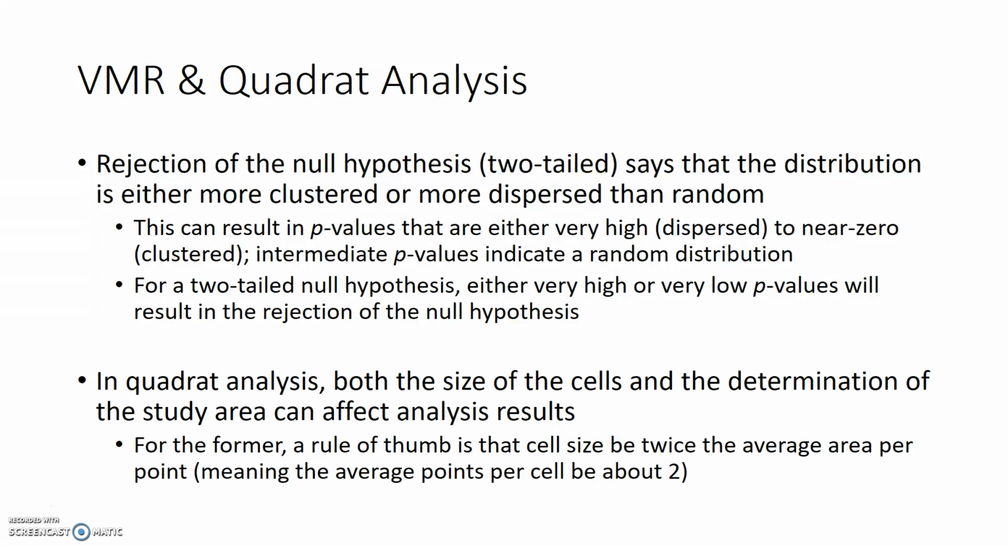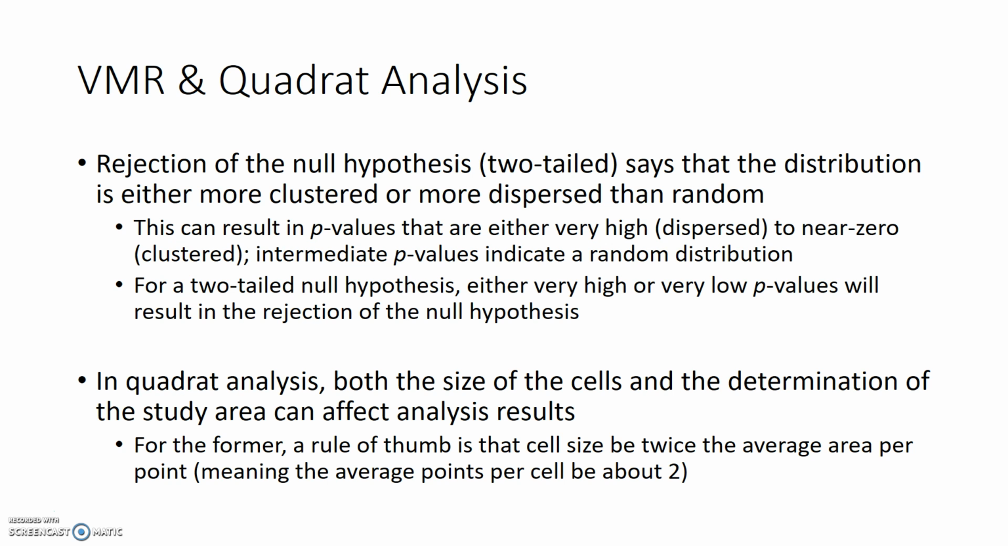And in our quadrat analysis we've been talking about, remember that both the size of the cells and the determination of the study area can affect the results. Just like with our nearest neighbor distances, where the study area played a role. Likewise, the size of our study area is going to play a role, because that's going to affect the number of those boxes, those cells that we're going to have, and that's part of our calculation, as well as the actual size of our cells. So how big we want those boxes to be.